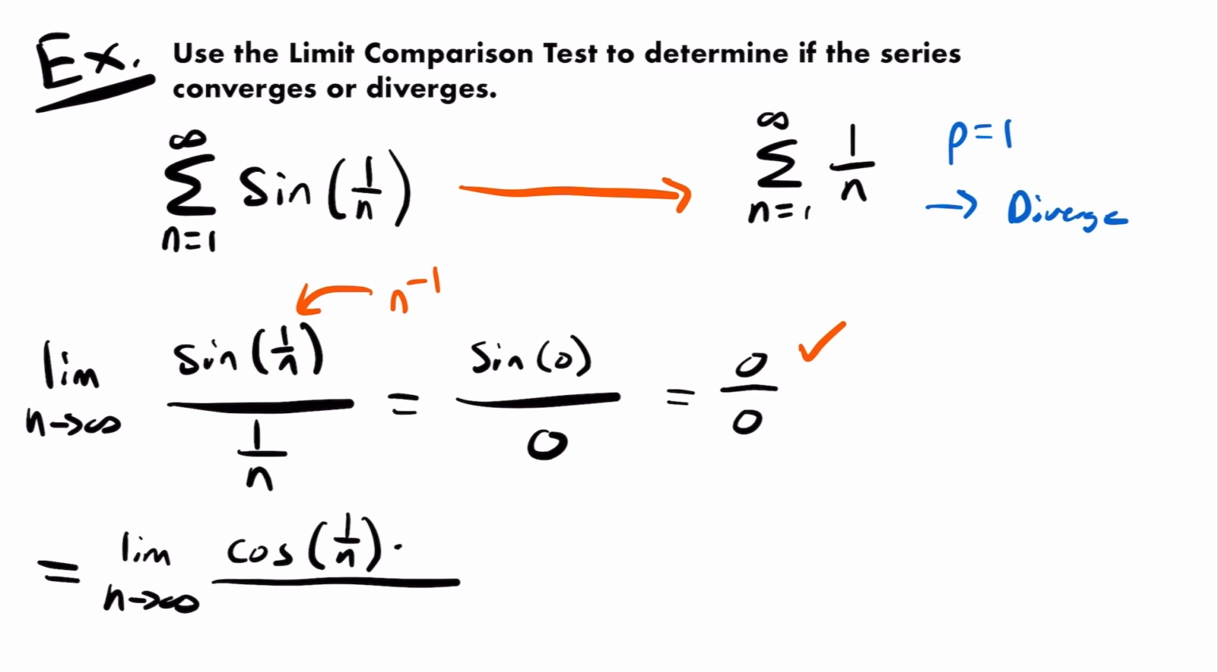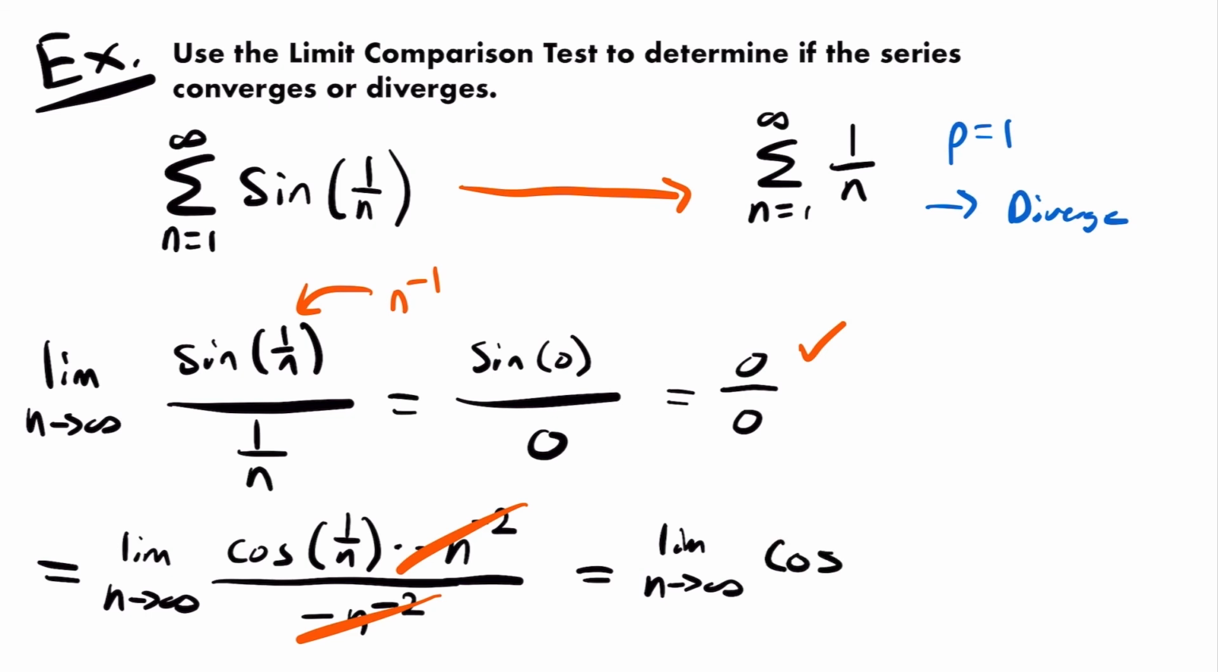And so if we use the power rule for derivatives on that expression, we multiply negative 1 down and subtract 1 from the exponent. So we will have negative n to the power of negative 2. And then in the denominator, we are taking the derivative of 1 divided by n, which we just took the derivative of, so we will have negative n to the power of negative 2 again. And now, negative n to the power of negative 2 is in the numerator and denominator, and so those will cancel out, and we're just going to be left with the limit as n approaches infinity of cosine of 1 divided by n. And so as n approaches infinity, 1 divided by n is 1 divided by infinity, and that will become 0, and so this is equal to cosine of 0, which is equal to 1.